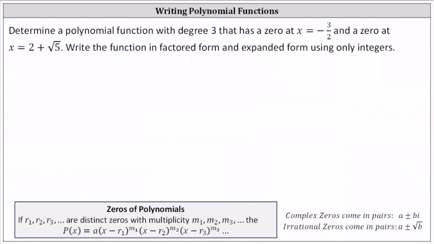Determine a polynomial function with degree 3 that has a 0 at x equals negative 3 halves and a 0 at x equals 2 plus square root 5. Write the function in factored form and expanded form using only integers.